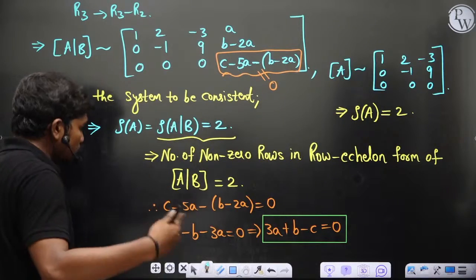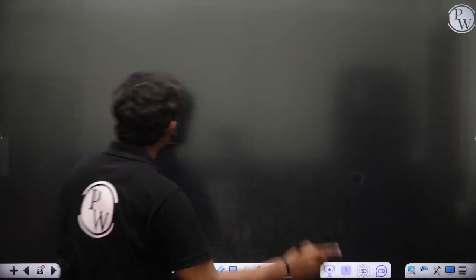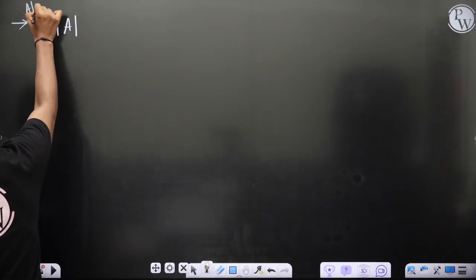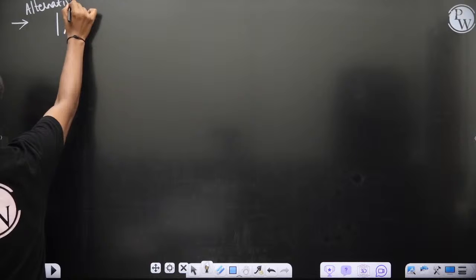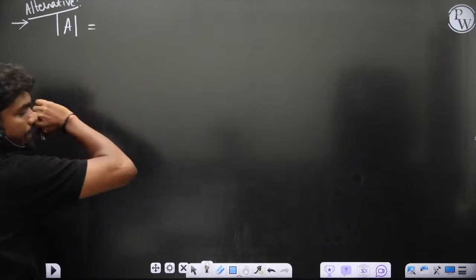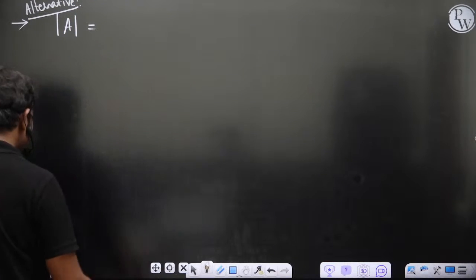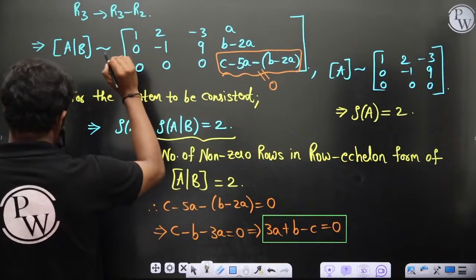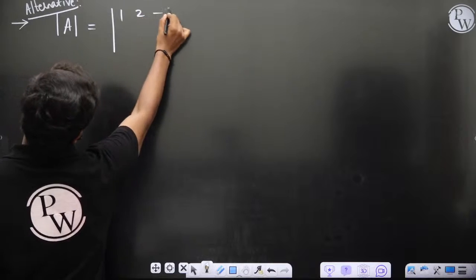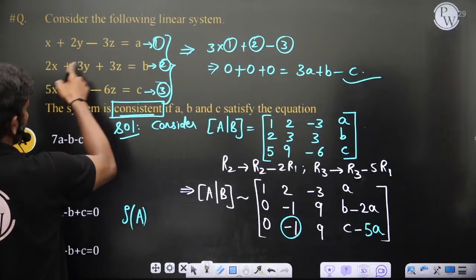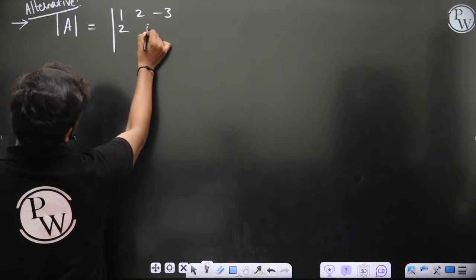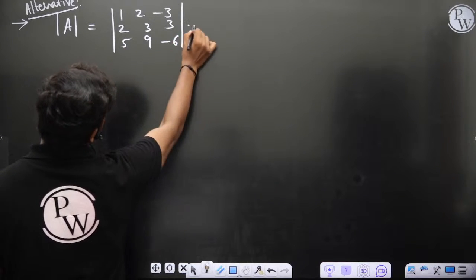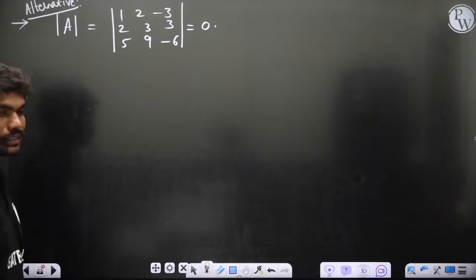The main thing is I just want to show you this. One thing you can also do is, first you calculate the determinant of A. This is an alternative method I am teaching you. If you calculate that, ultimately you will get 0. You can try. So the matrix is 1 2 minus 3, then 2 3 3, then 5 9 minus 6. If you calculate this determinant, you'll get 0.